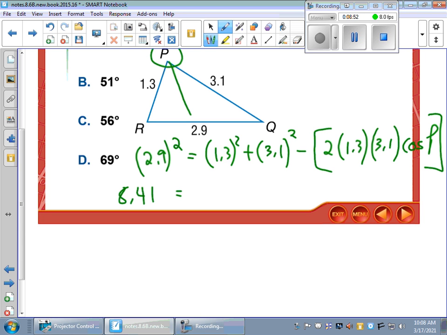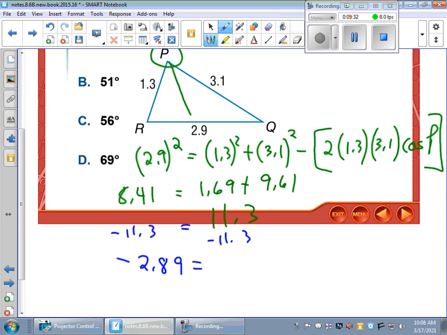1.3 squared, 1.69. You're going to add that to 3.1 squared, which is 9.61. And honestly, I'm going to add those two together. And that gives me 11.3. And I'm actually going to subtract that over. I'm going to subtract the 11.3 from both sides of, again, this is our equal sign. So I'm going to go 8.41 minus that answer, and I have a negative 2.89, and then it equals all of this stuff still.